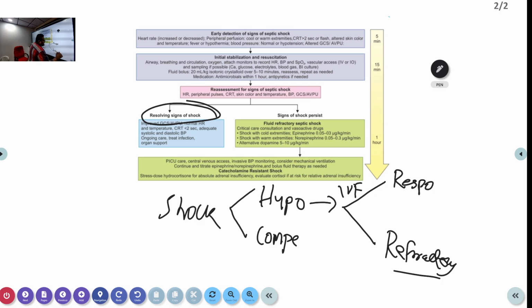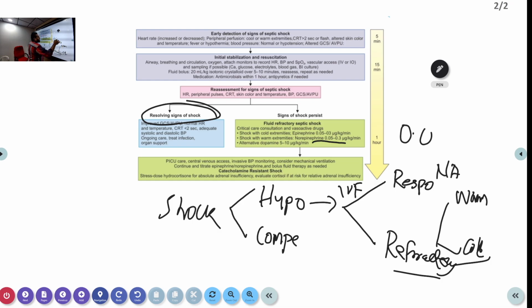Suppose you have refractory shock here, you can have warm peripheries and cold peripheries. If it is warm peripheries, as I told, what is the treatment? The treatment option is norepinephrine, noradrenaline, with a dosage ranging from 0.05 to 0.3 microgram per kilogram per minute. So if it is a warm shock, the treatment is noradrenaline. But if it is a cold shock, that means you have cardiogenic shock also associated. So we need to give a drug that will increase the heart rate as well as increase the venous return also.